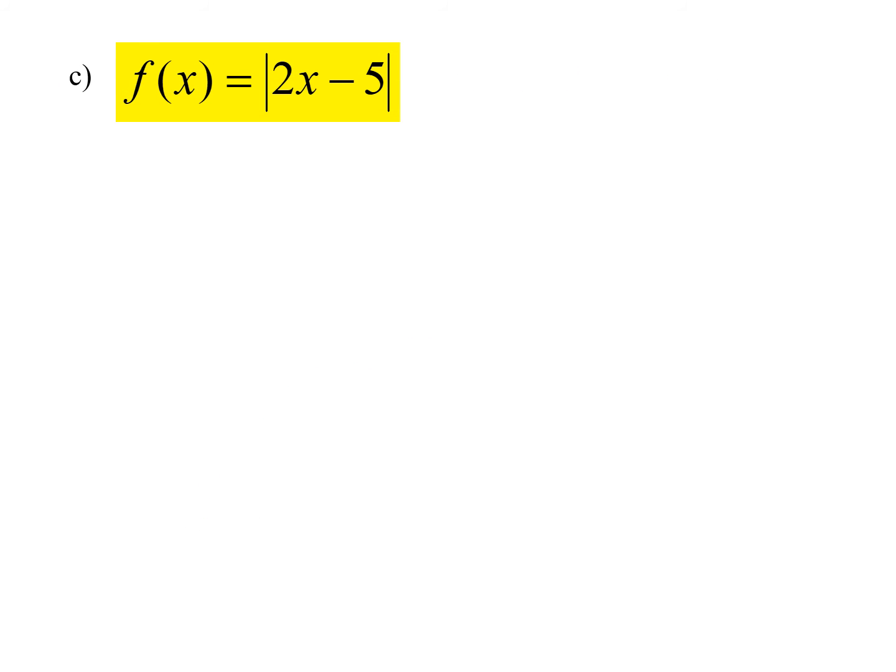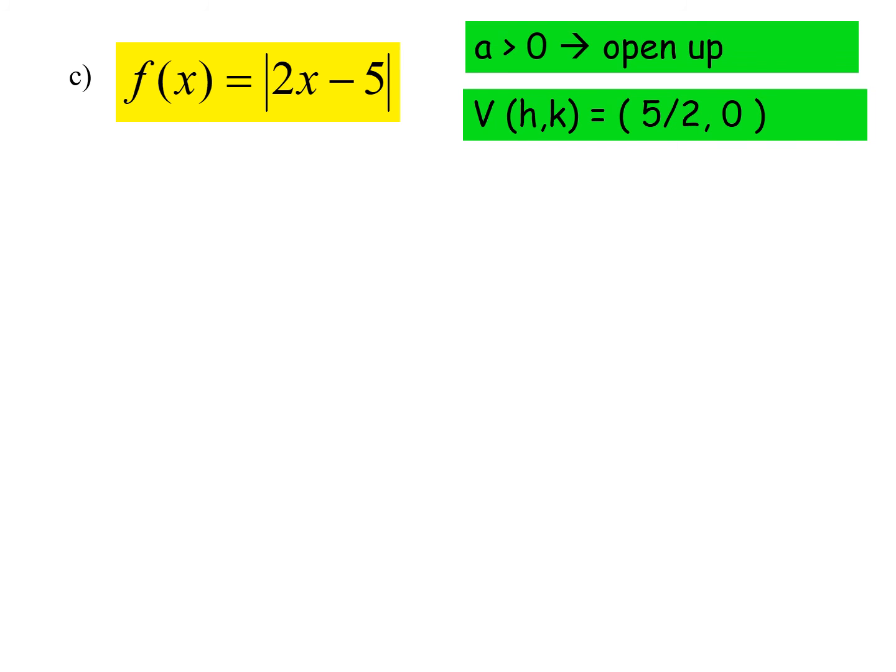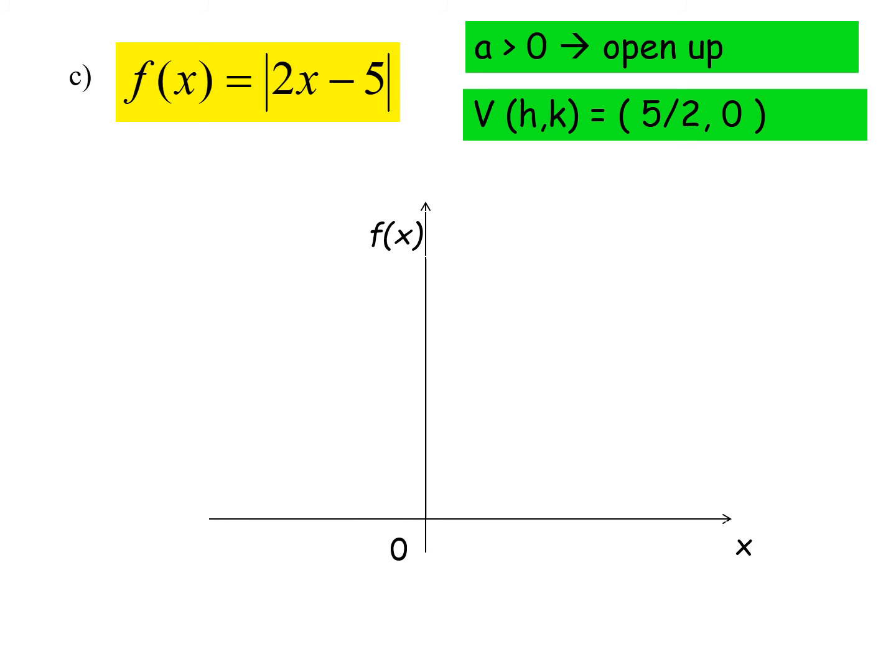Then we move to question C, f(x) equals absolute value of 2x minus 5. This is an absolute value function. Since a is positive, more than 0, the graph opens up in a V shape. The vertex (h, k) is (5 over 2, 0). So we draw a V shape with vertex (5 over 2, 0). Then we find the y-intercept, which is 5, so y equals 5 is the y-intercept.